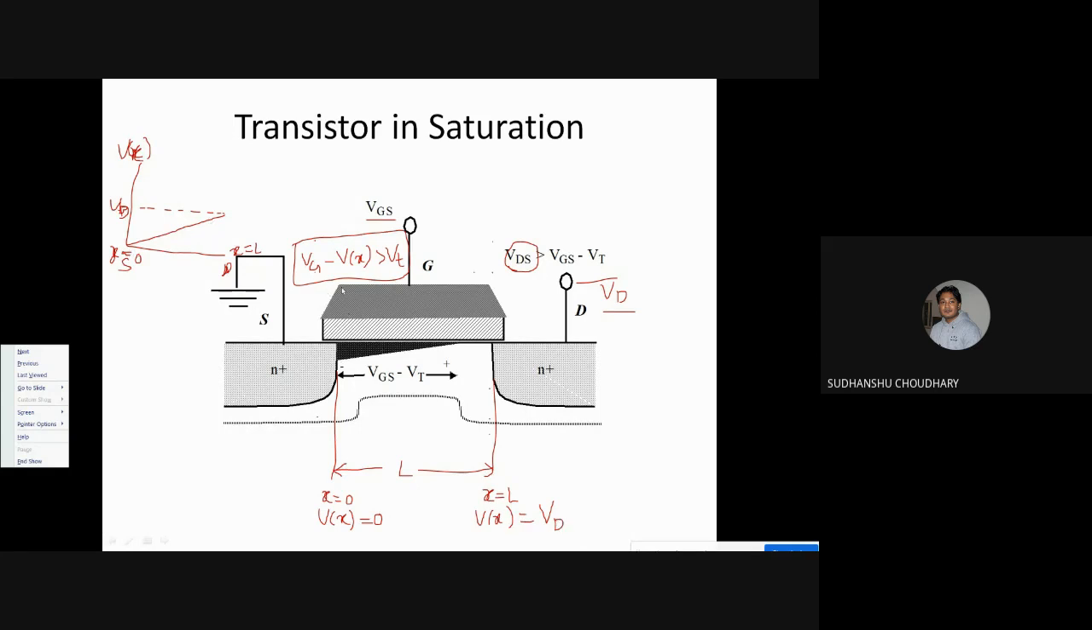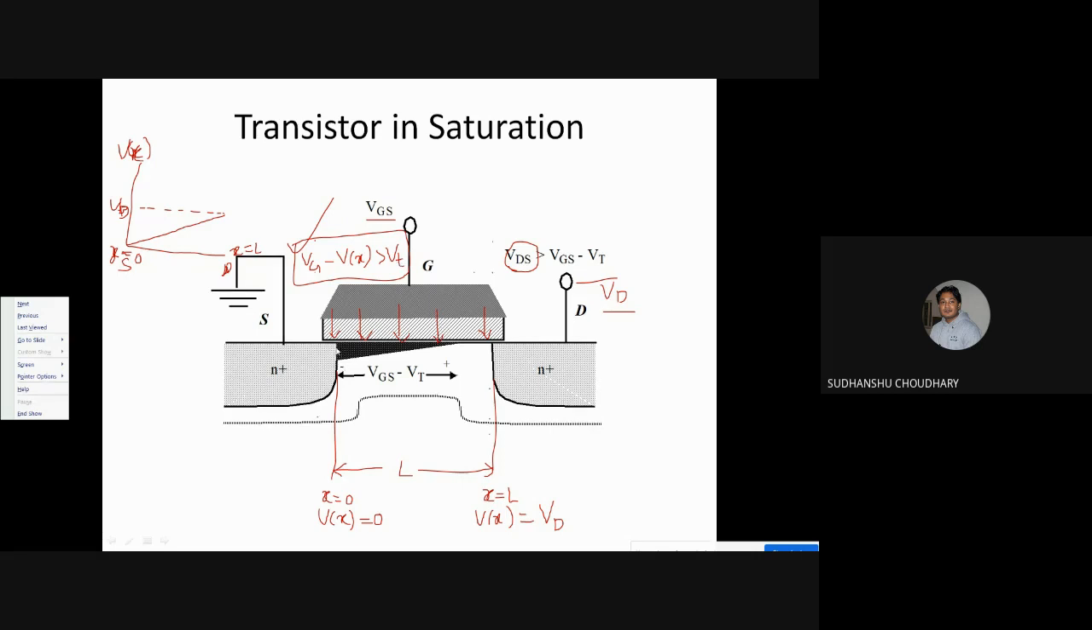So the overall effect on the channel potential from the gate and drain, both have to be taken into picture. Now to maintain a channel here, you need to fulfill this condition, that is Vg minus Vx should be greater than Vt. And Vg is the same at every point, right? So at every point in x, Vg is the same. And to maintain a channel, Vg minus Vx should be greater than the threshold voltage.